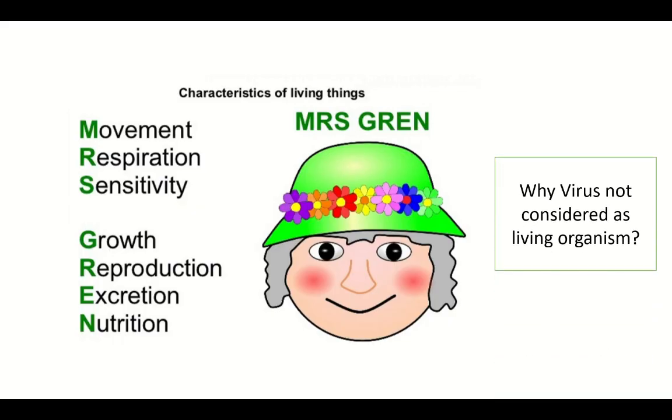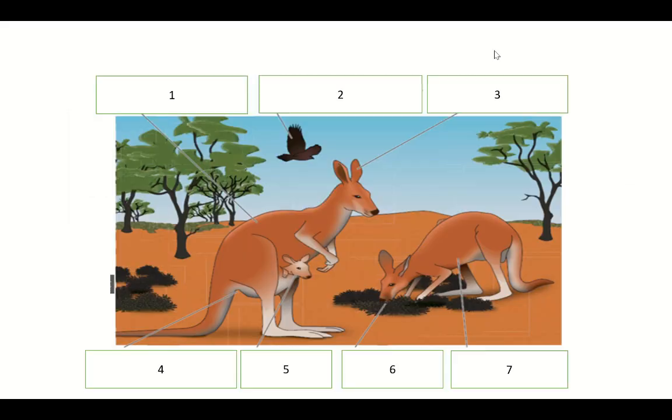Why are viruses not considered as living organisms? Viruses are not considered as living organisms because they do not show all of these 7 characteristics. So that's why they are not considered as living organisms.